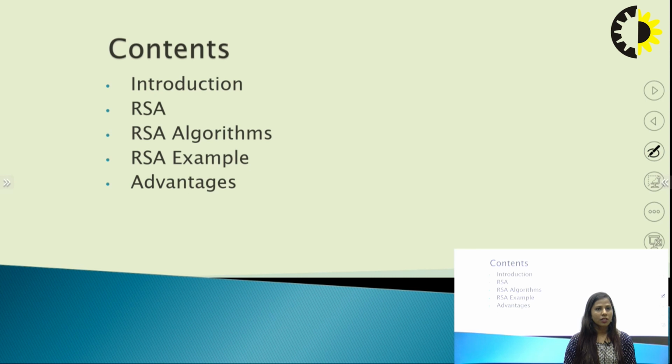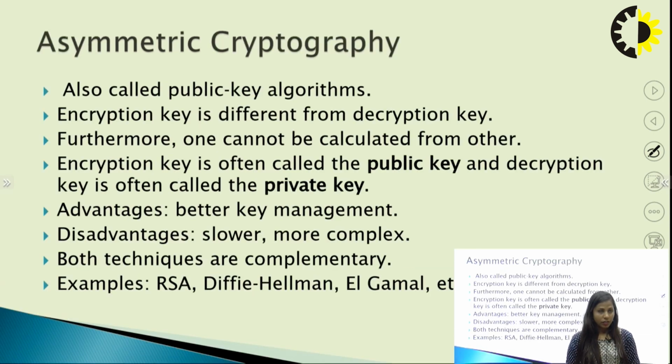Let's go through the introduction. RSA algorithm is a basic example of asymmetric cryptography, which we have already discussed in the previous lecture. Asymmetric cryptography is called a public key algorithm in which we use various encryption and decryption techniques. In asymmetric cryptography, we have two keys, the public key and the private key. One advantage of asymmetric cryptography was better key management.